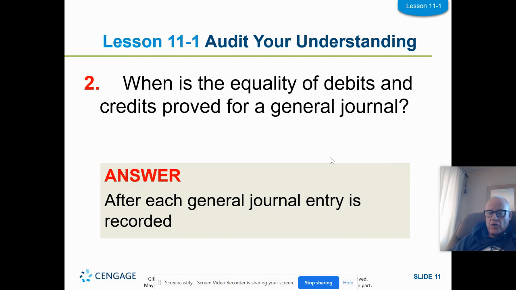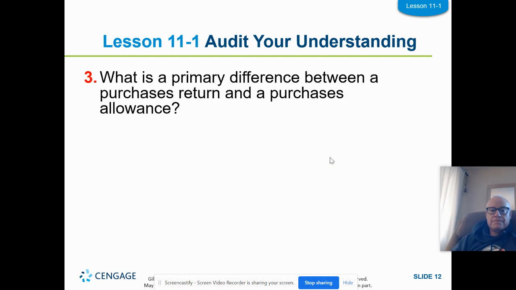Now, if you're using an electronic system, it won't let you move forward. It'll make sure that your debit entries and your credit entries match.